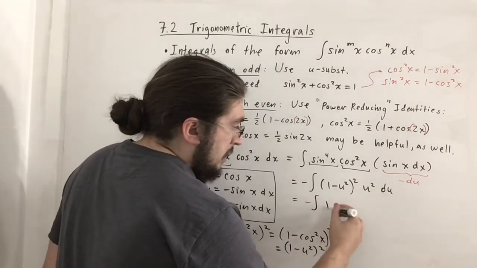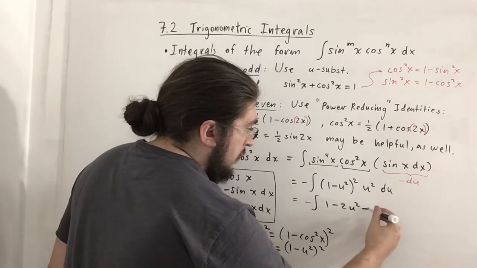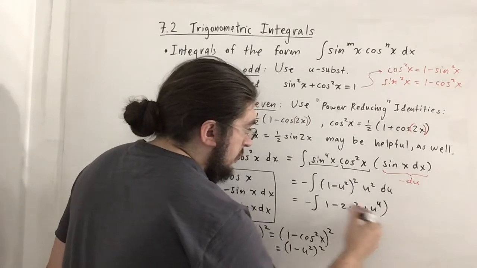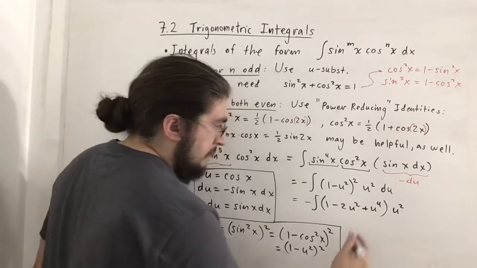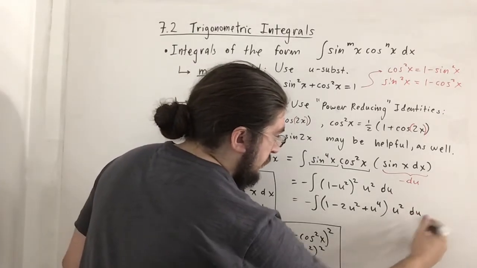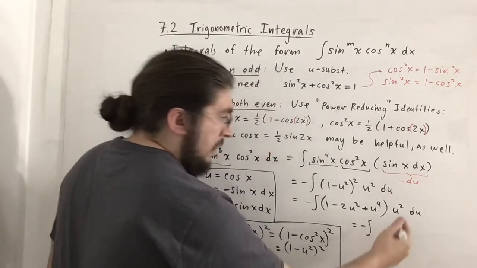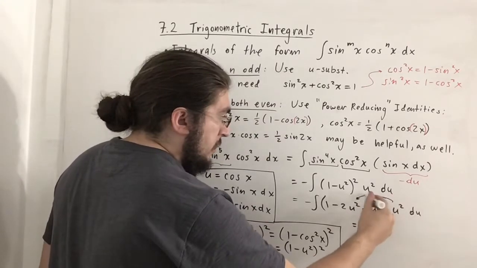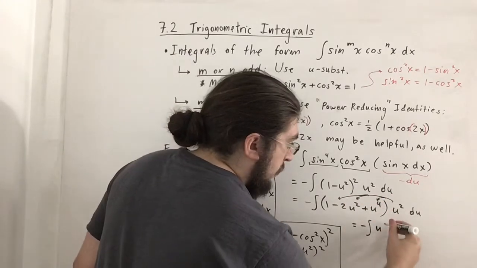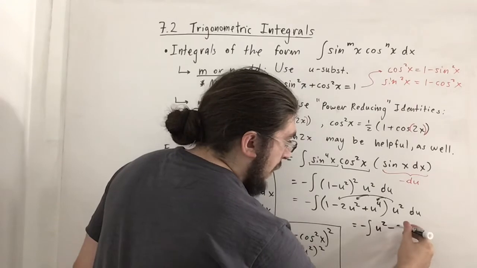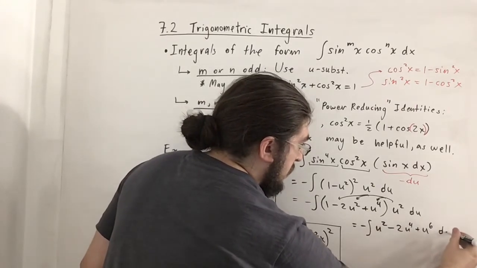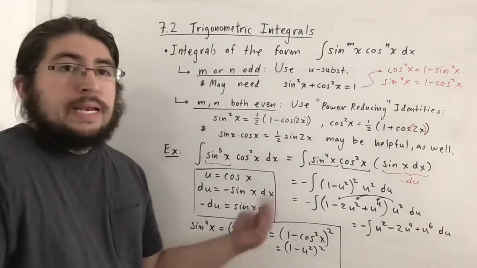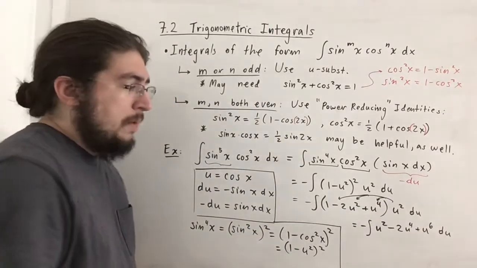So if we expand this out, we get this by binomial expansion. And again, let me kind of border this off. du. Now finally distributing this u squared into each of these three terms, we end up getting negative the integral of u squared minus 2u to the fourth plus u to the sixth du. Then finally we can antiderive each term using the power rule.